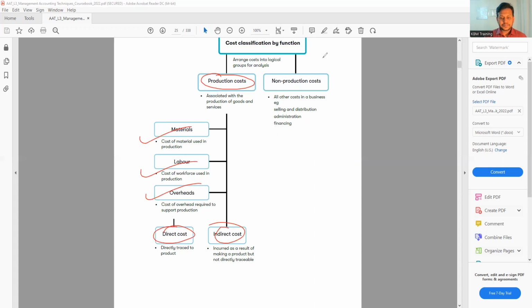So we have non-production overhead. This is not relevant to the production. For example, selling and distribution, admin, and finance costs. For example, the cost we pay to the accountant is because of the business, but it is not directly relevant to the production. So for that reason, we call it non-production overhead. So admin, selling, and finance, this sort of cost is non-production overhead cost.